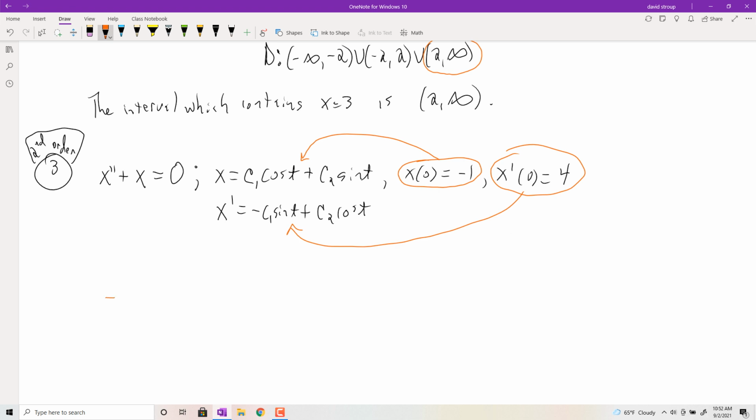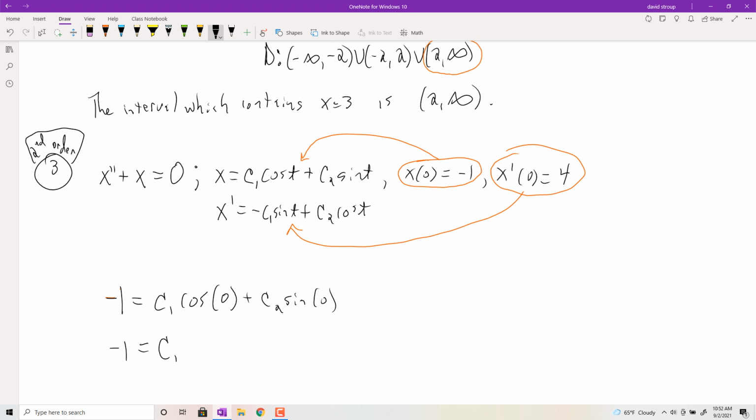Plugging in -1 for x. -1 will equal c1 cosine of t, where t is 0 in this case, plus c2 sine of 0. So I'll have -1 equals cosine of 0 is 1, so I get c1 times 1 plus c2 times sine of 0, which is 0.